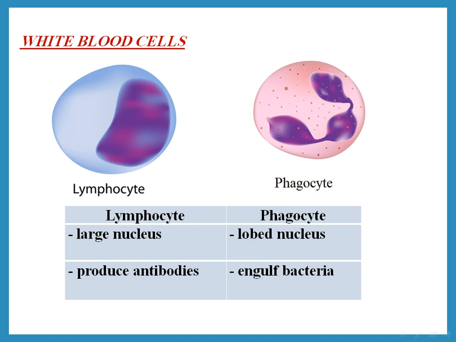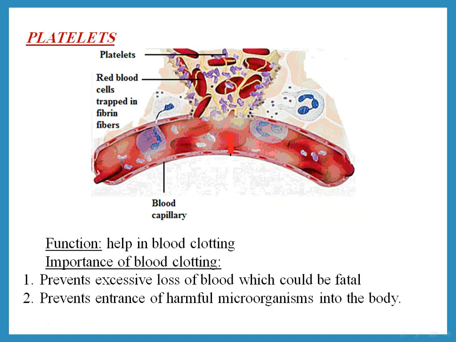Now, the phagocytes have what we call the lobed nucleus. Can you see what the nucleus looks like? It's in pieces like this. So we call it lobed nucleus. And the way the phagocyte protects your body is by engulfing bacteria. You understand me of engulfing? Engulfing means the phagocyte surrounds the bacteria and takes it up into its cytoplasm as if it is eating it up or taking it in. So we say it engulfs the bacteria.